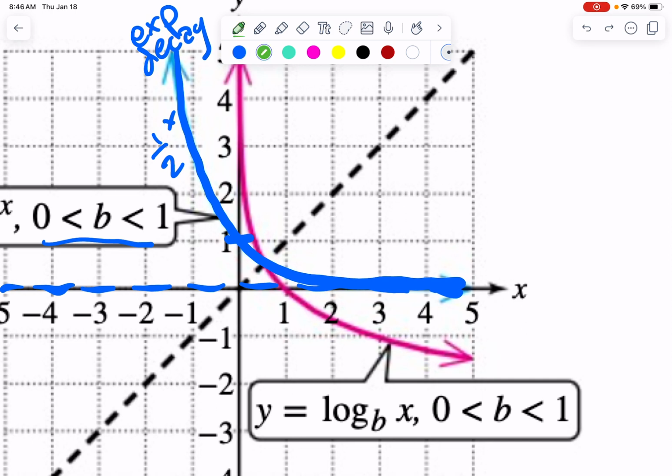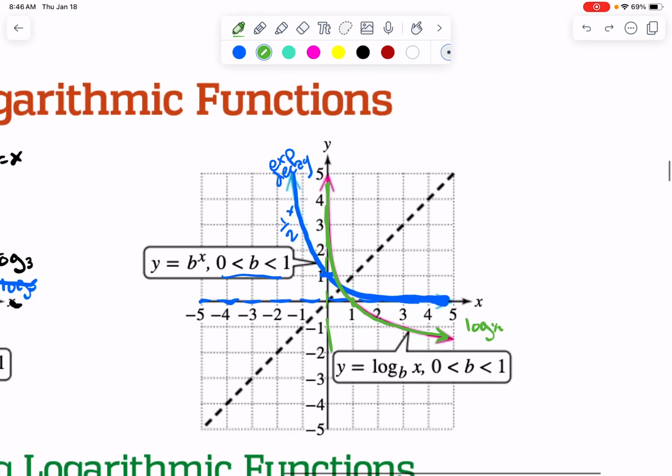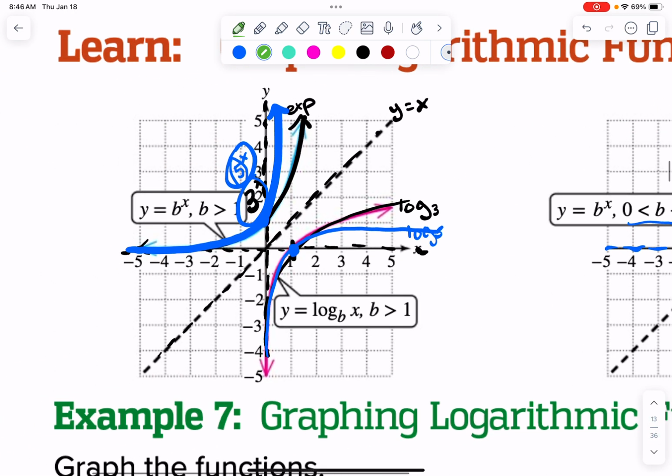Log will be the same way. So log base 1/2 will still cross through 1, but it'll go this direction. Still having a vertical asymptote, but instead of going this way, it'll go the other way, okay? So this is for decay functions, or for bases that are numbers less than 1. Here's for growth functions, or bases that are greater than 1, okay?